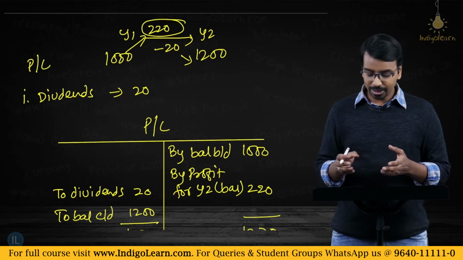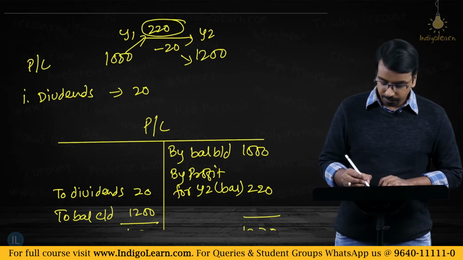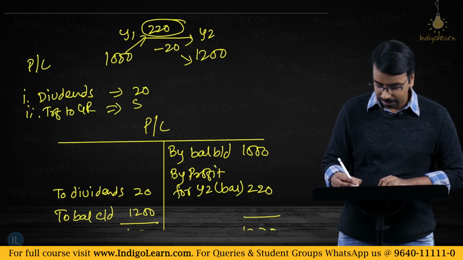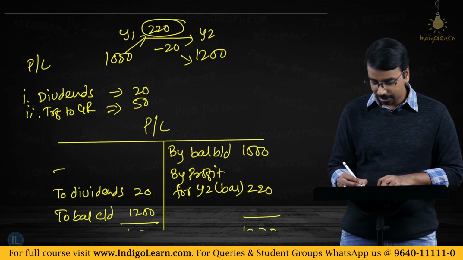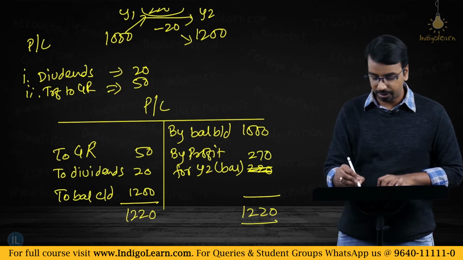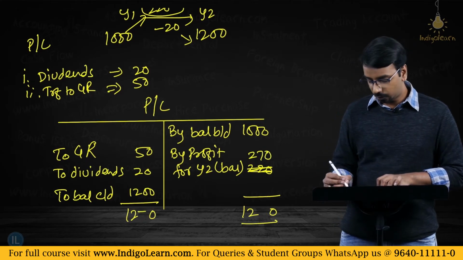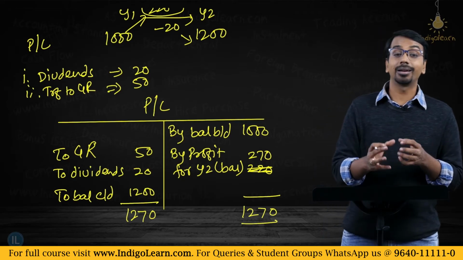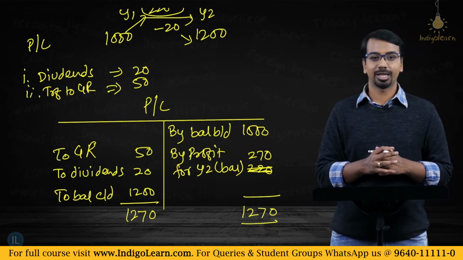Sometimes it may so happen that not just dividend, they will say, second adjustment could be transfer to general reserve, let's say 50, which means here there is an entry to general reserve 50. This no longer remains 220, this becomes 270. So this becomes 1270, 1270. So in this way you have to extract the relevant information, right?